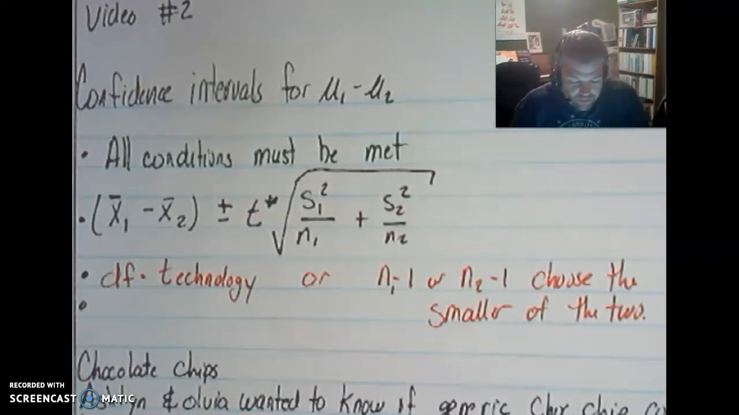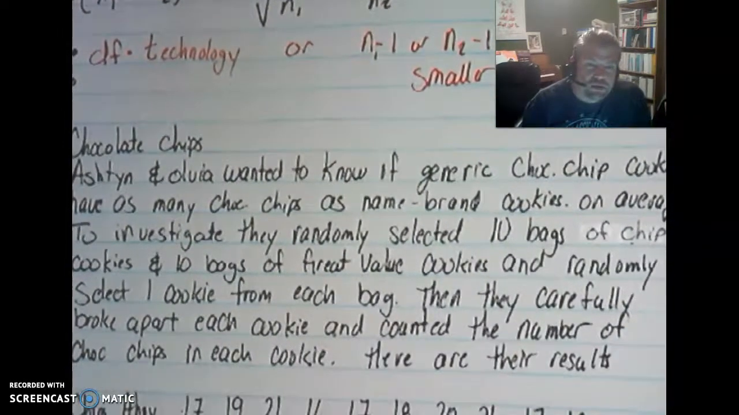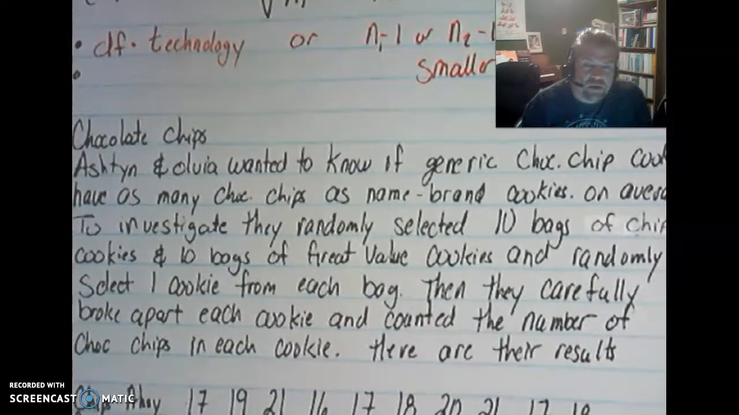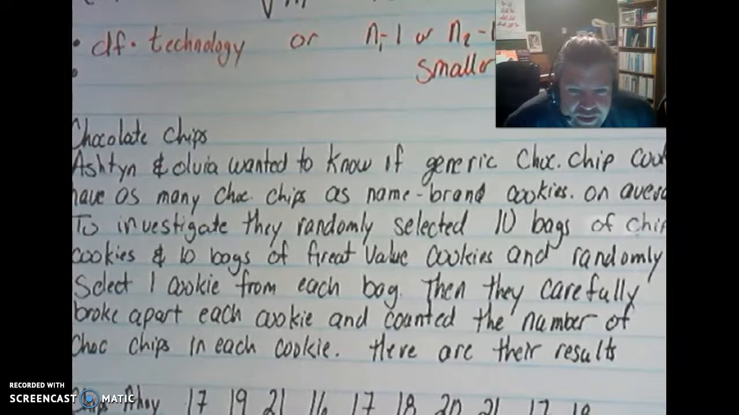Okay? Okay. It'll be okay. We're going to do an example here. It's called chocolate chips. One of my favorite labs to run with you guys if we were still in school. But if you want to run it, you can. Make yourself some cookies or something like that.